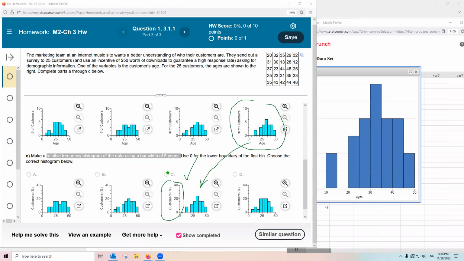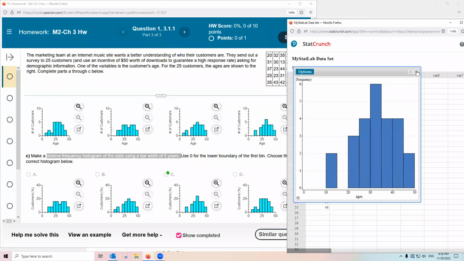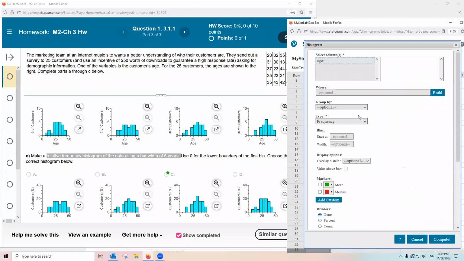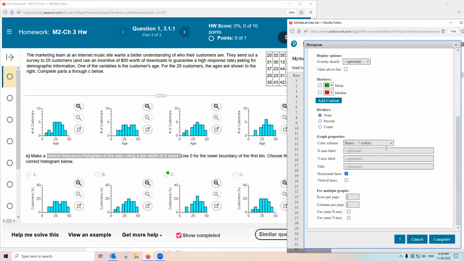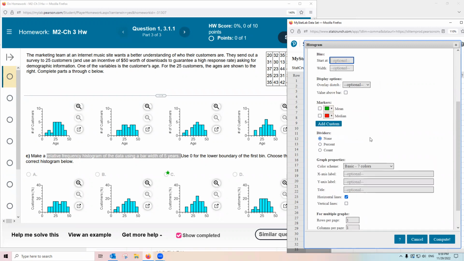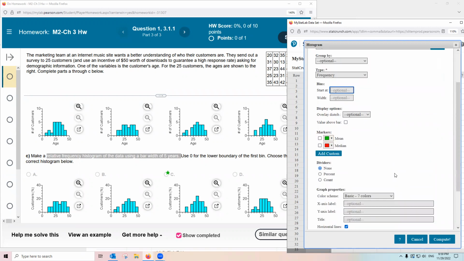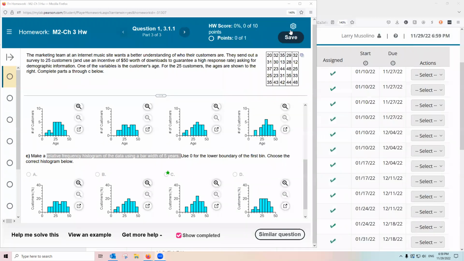All right, so creating a histogram in StatCrunch is straightforward. You go here to graph, histogram. You could tell StatCrunch where you want the bins to start and what the width of each bin should be. You could get fancier. You could put an x-axis label, a y-axis label, title, and things like that, but we don't have to do that if it's not necessary for these MyMathLab questions. All right, so that's question number 1. Let me go on and do another example.